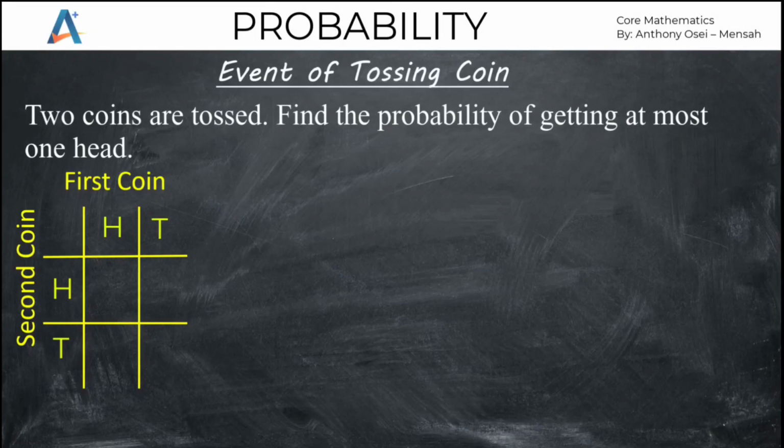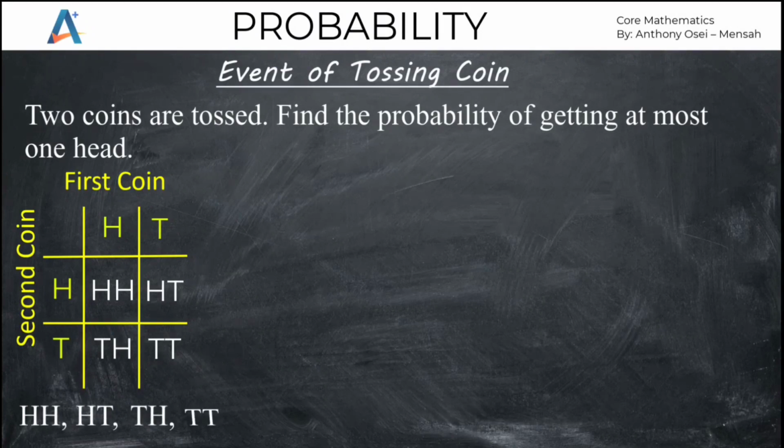Now let's combine them to form the possible outcomes for tossing it twice. So head against head will give you head-head. Head against tail will give you head-tail. Tail against head will give you tail-head. And then tail against tail will give you tail-tail. With this, we can now display the possible outcomes for tossing a fair coin twice or two coins once. So this is for two coins once: head-head, head-tail, tail-head, and tail-tail.